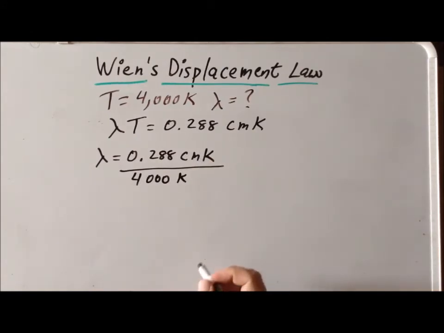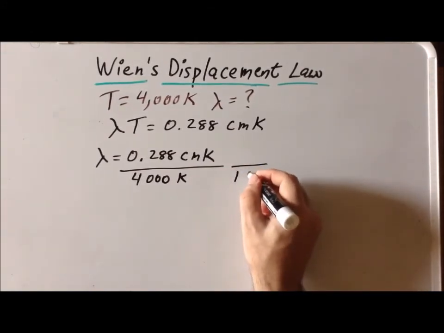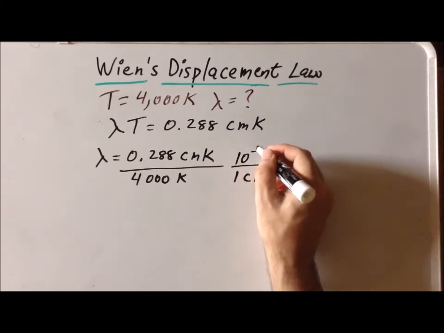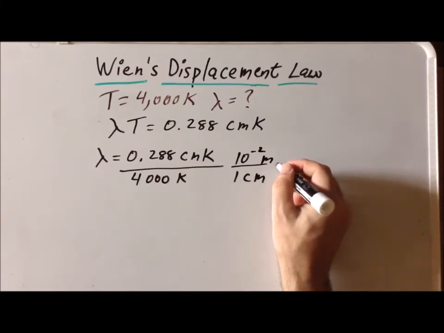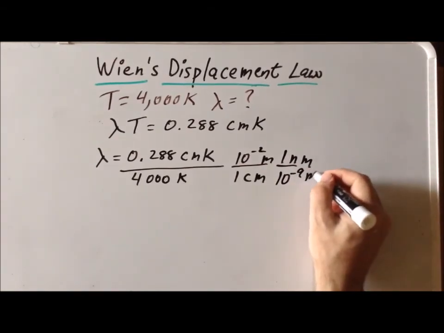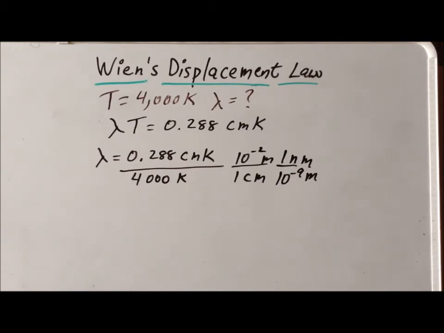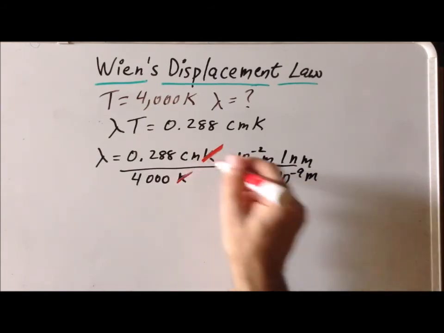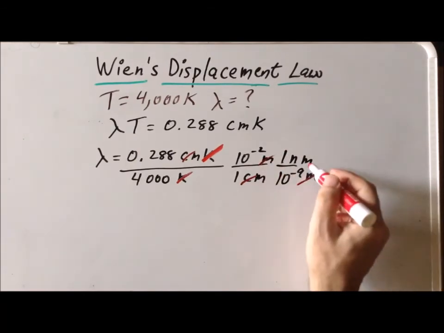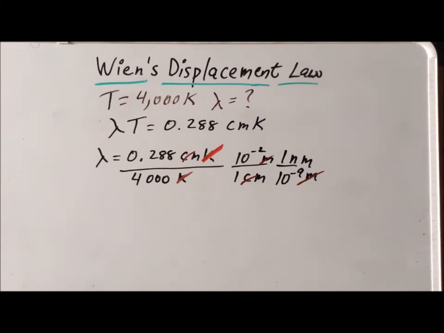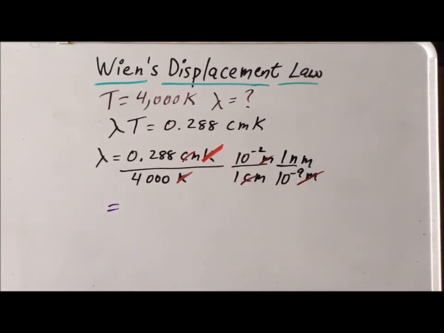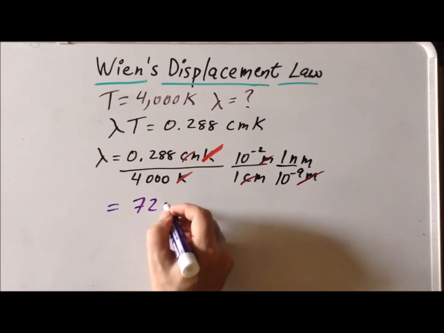And to convert to proper units, we notice that 1 centimeter equals 10 to the minus 2 meters, and 1 nanometer has a length of 10 to the minus 9 meters. We want to do a double check. Our unit of Kelvin will cancel Kelvin, centimeters will cancel centimeters, and meters will cancel meters, and we'll be left with the units of nanometers, which is the unit that we want for our answer. And if we do that, solving using the powers of 10, the maximum wavelength will be 728 nanometers.